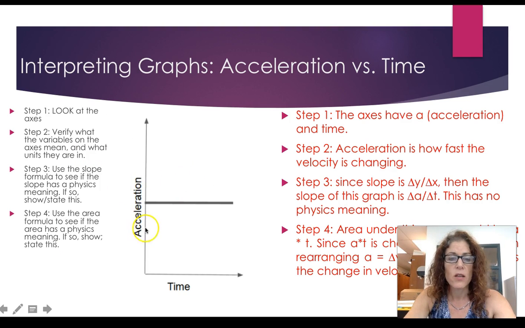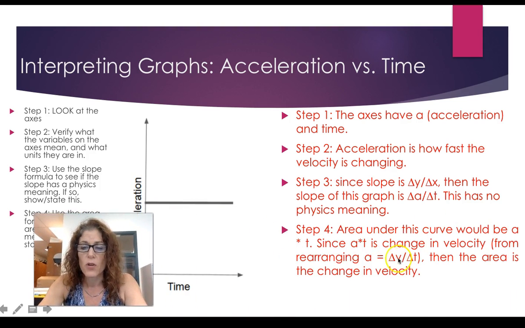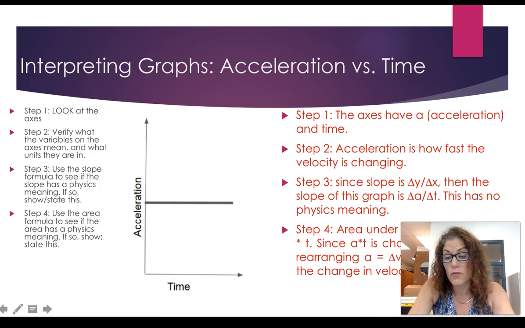All right, so let's look at another one. Here's an acceleration time graph. So you can do the same thing. The axes have acceleration on the y. Acceleration is how fast the velocity changes. Here's time here. Slope would be change in acceleration over the change in time. That has no physics meaning. This area here would be acceleration times time. Acceleration times time is the change in velocity, right? Because a equals delta v over delta t, multiply both sides by delta t, you get a times delta t is your change in velocity. So the area is change in velocity. So that's a lot of good information off this graph.